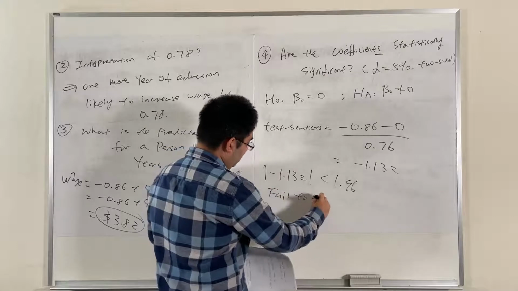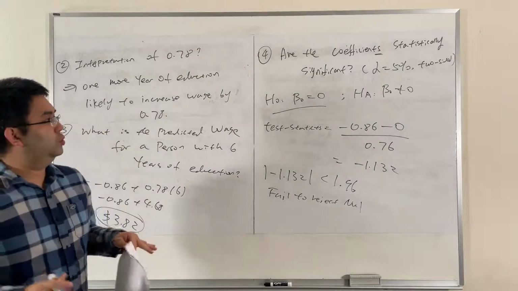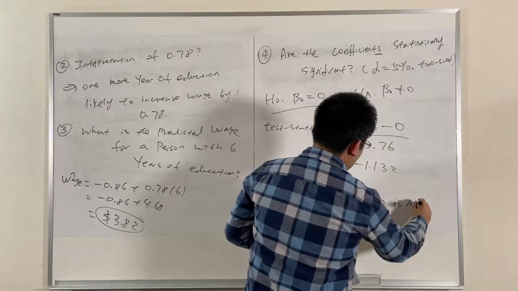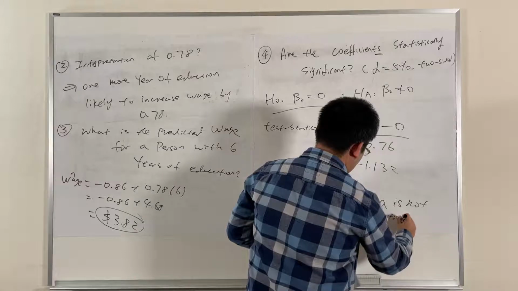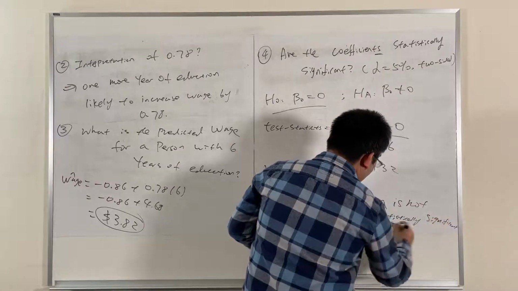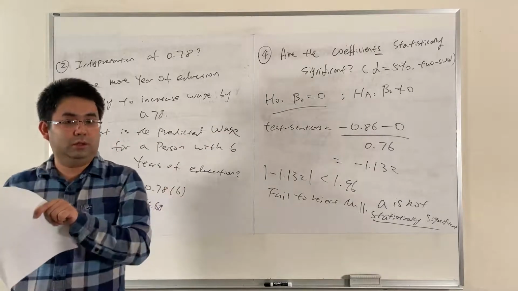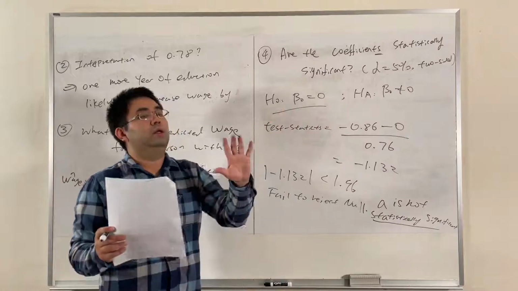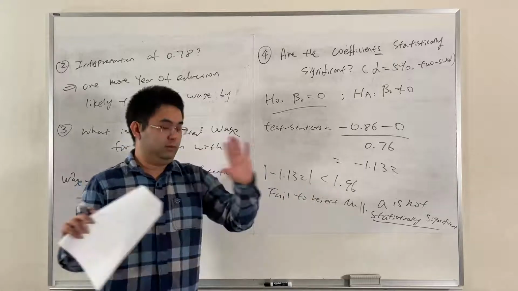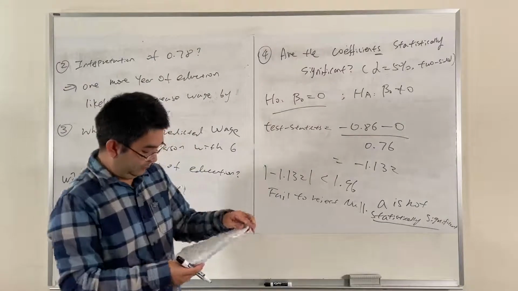Fail to reject the null. That means the null is likely to be true. So our A is not statistically significant. In order to be statistically significant means that A is likely to be not 0. So in this case, we're not saying that the null is true, just that we fail to reject the null, which means the null is likely to be true, and then A is not statistically significant. Okay. Let's look at B.